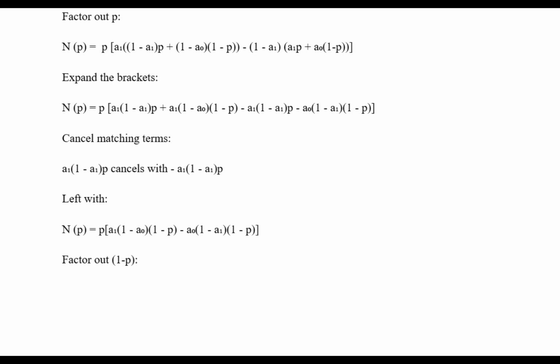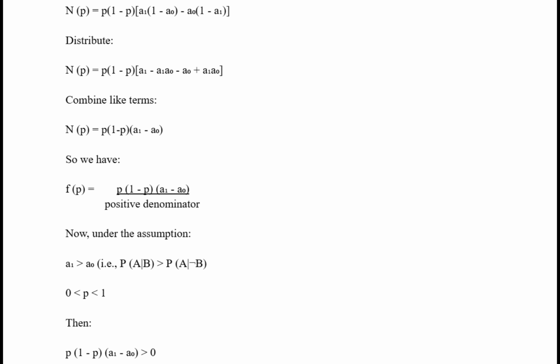That is the first and the third term inside of the bracket, so we can cancel those out. That leaves us with the second and the fourth term, which is a1 times (1 minus a0) times (1 minus p) minus a0 times (1 minus a1) times (1 minus p). The next thing we can do is factor out the (1 minus p). So we get n of p equals p times (1 minus p) times bracket a1 times (1 minus a0) minus a0 times (1 minus a1). Next, we can distribute within the bracket, and we get a1 minus a1 times a0 minus a0 plus a1 times a0.